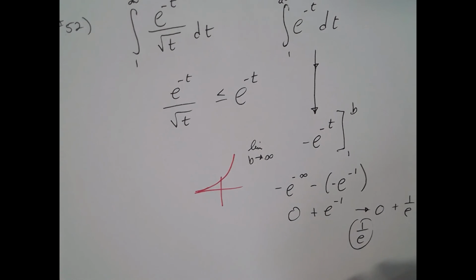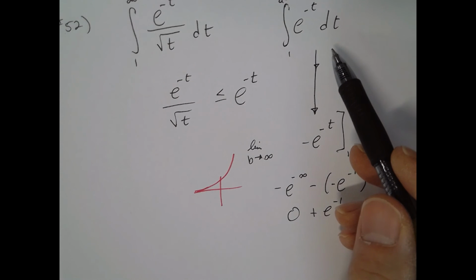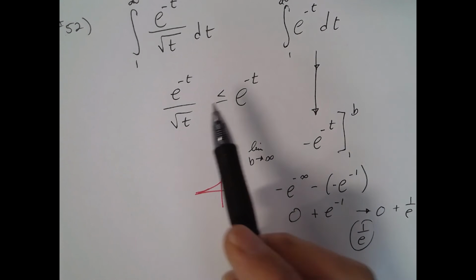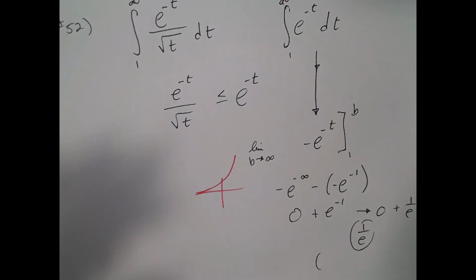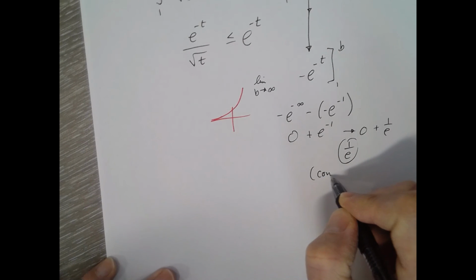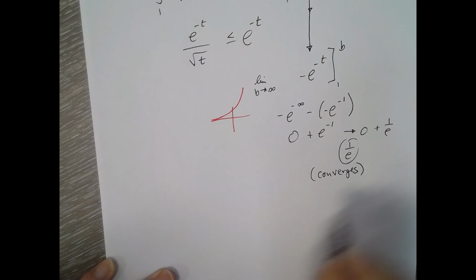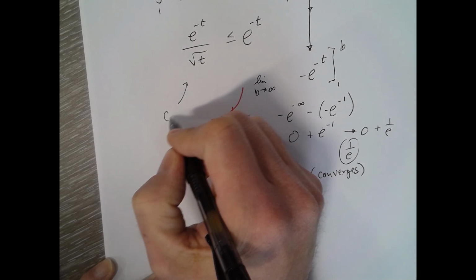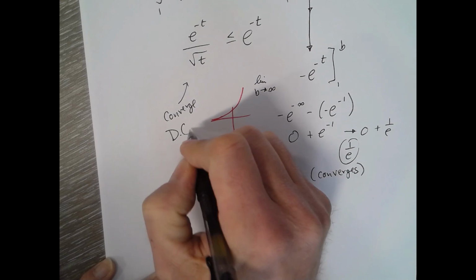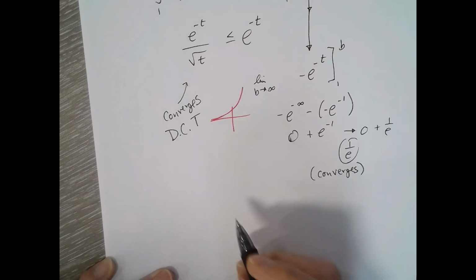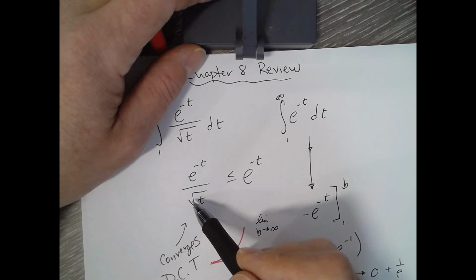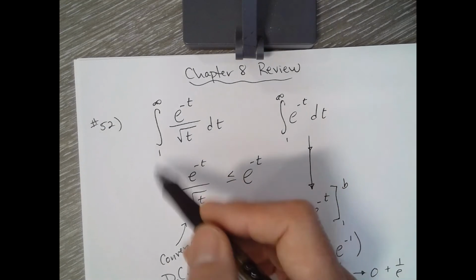So our answer to our integral is 1 over e, which is not all that important. All we need to know is that it converges. So since it converges, the littler one converges. So this converges. So this also converges using the direct comparison test. When I'm pointing at this, I mean the whole integral. So this converges using direct comparison test.